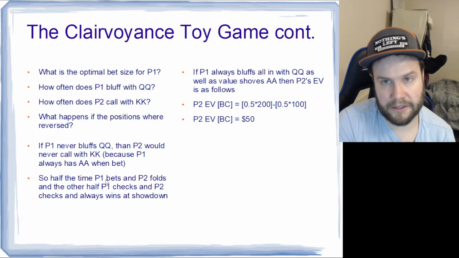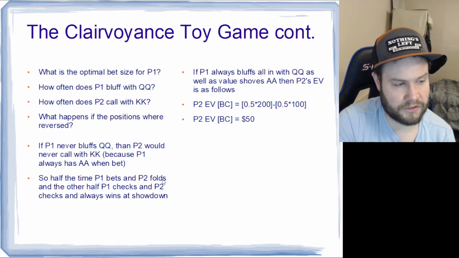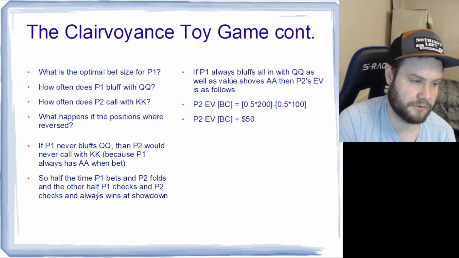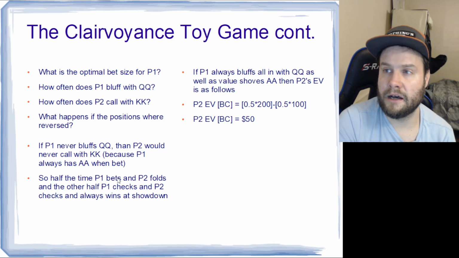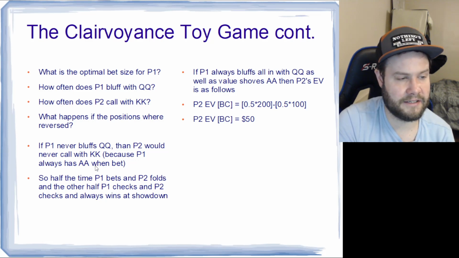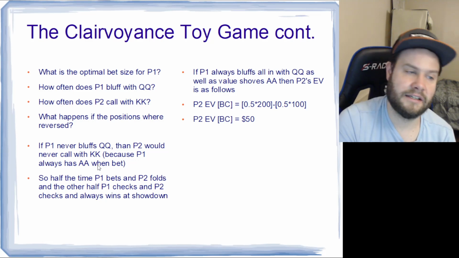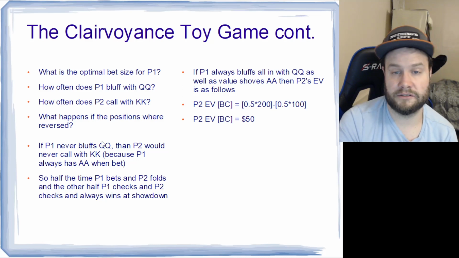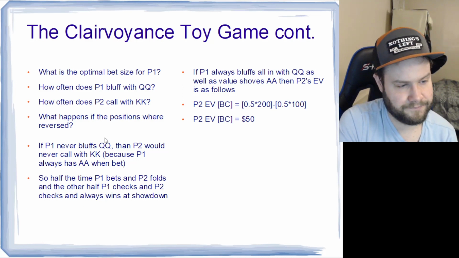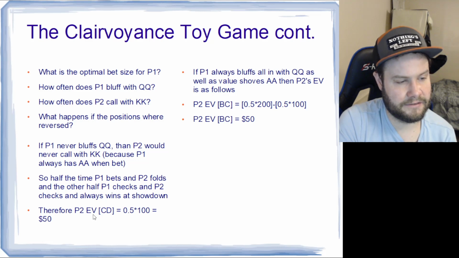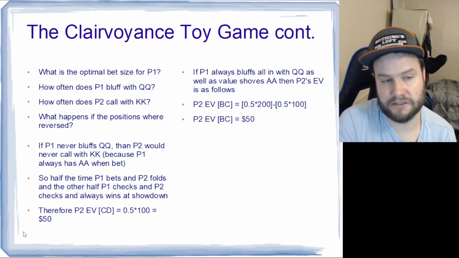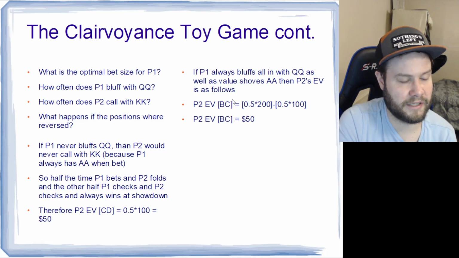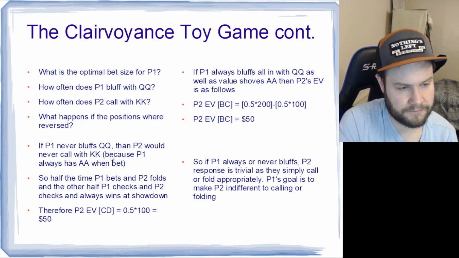So half the time player 1 bets and player 2 folds, and the other half player 1 checks and player 2 checks and always wins a showdown, right? Because that's which positions they're in. So anytime he bets, he knows he has aces, so he folds. Anytime he checks, he knows he has queens, so he just checks because he's never calling with queens. And again, the EV of this scenario is also $50 because it's just the same as their equity. They're doing everything with their entire range.